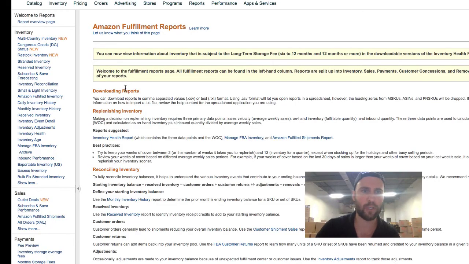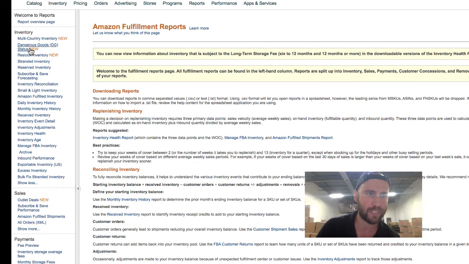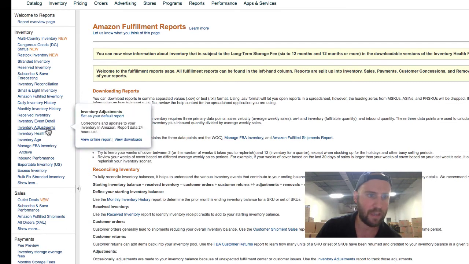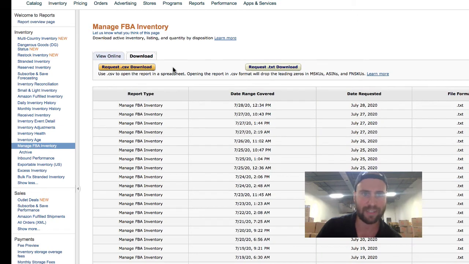So what you're gonna do is you're gonna come over to Amazon, you're gonna go to the reports section of Amazon, come down to fulfillment. Once you're here, go over to the inventory section of this page here on the left-hand side, and you're going to click on the Manage FBA Inventory section. Here you're gonna download today's inventory. So it's gonna give you everything that you have in inventory for that day.